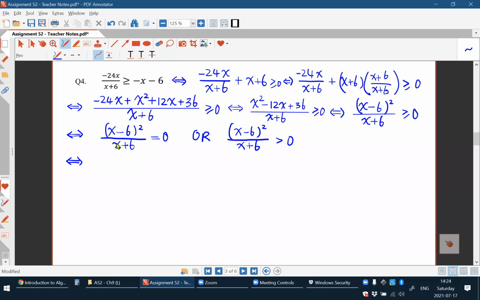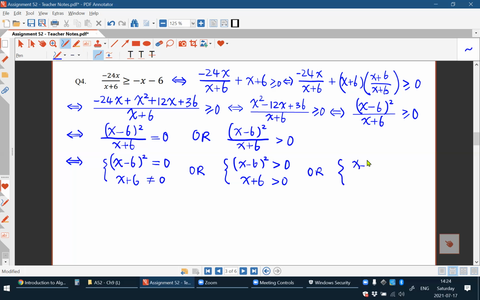First of all, if a ratio that is 0, we need to ensure that the numerator must be 0, and at the same time, the denominator cannot be 0, right? This is a solution of this equation. Or second, if we have a ratio that is above 0, that means the signs in front of the numerator and denominator must be the same, right? So we can either have a positive numerator and at the same time a positive denominator, or we can have a negative numerator and at the same time the denominator must also be negative, right?